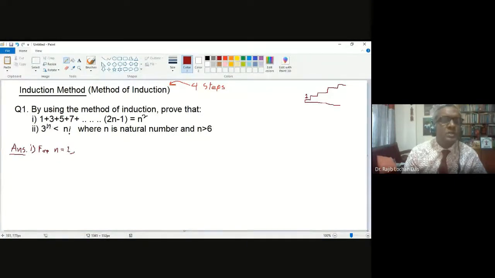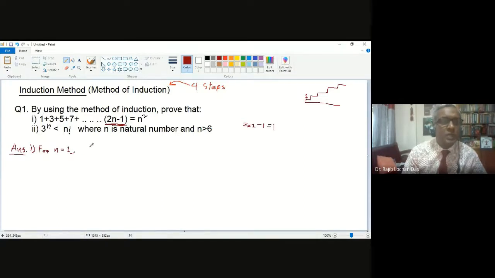So do you think the first number is 1? Yes, first number is 1. How is it coming? This is the general form of the number: it is 2n minus 1. 2n minus 1 means when n equals 1, it is actually 2 into 1 minus 1. So it is 1. So this is our first number.